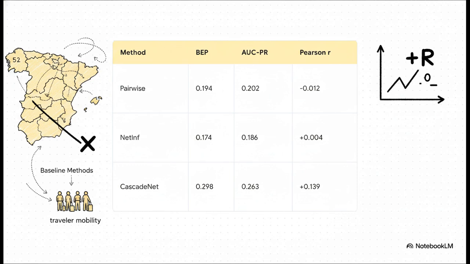The old baseline methods, they scored negative or basically zero. They completely failed to find meaningful transmission pathways. CascadeNet, however, was the only method that successfully reconstructed transmission networks that aligned positively and significantly with actual human movement. It extracted a real, meaningful signal from incredibly noisy epidemic data. And get this, it did it without ever even seeing the mobility data during training.